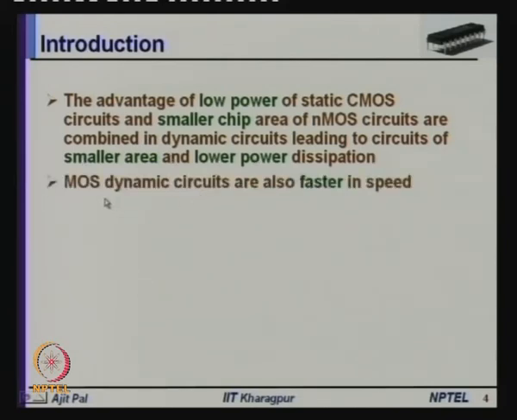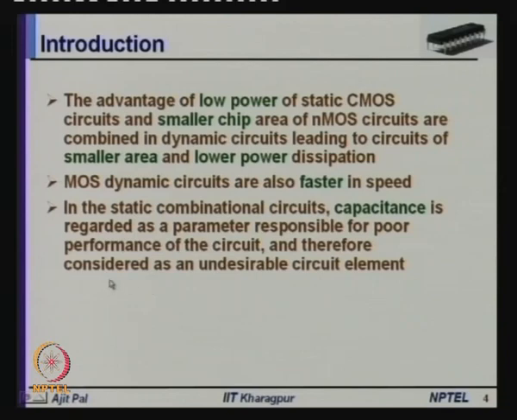And also, as I mentioned, MOS dynamic circuits are also faster in speed. And in the static combinational circuits, the capacitance is regarded as a parameter responsible for poor performance of the circuit and therefore considered as an undesirable circuit element. We have seen that while discussing static CMOS circuit, that delay is large because of larger capacitance. So, the presence of larger capacitances is considered to be a menace. Because of capacitance, there is delay, and delay is longer if the capacitance is larger.